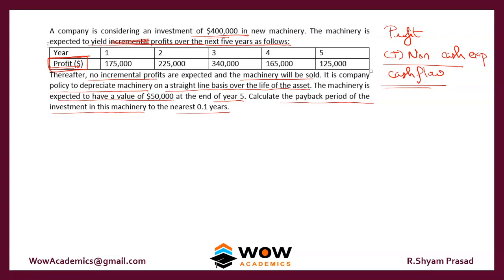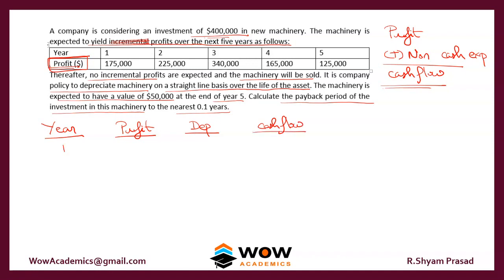So in this problem, before doing the payback, we have to find out the cash flow. So we'll start with the years. We have the years and the profit. With profit we have to add the non-cash expense. In this sum, the depreciation is the non-cash expense, so we'll add the depreciation back and then we'll get the cash flow.